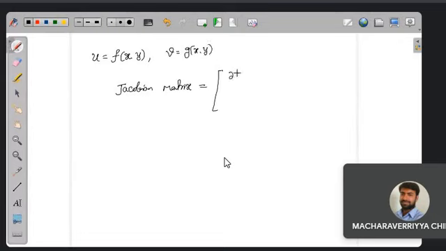Now for this, first you write what is derivative of u with respect to x, right? And then derivative of u with respect to y, because u is a function of two variables. And derivative of v with respect to x and derivative of v with respect to y. So this is the Jacobian matrix for u and v.